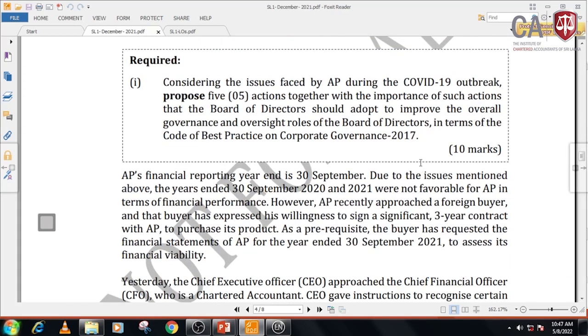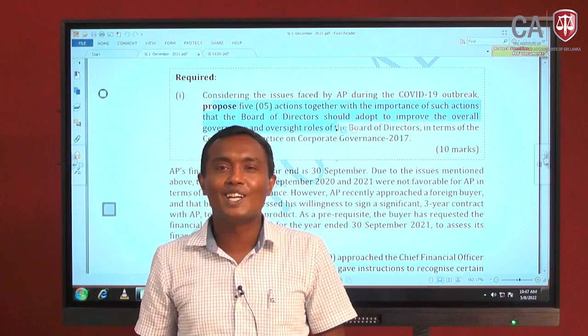So, in that context, considering the above, propose 5 actions, 5 things we have to do and why they are important, to strengthen overall governance. So, that is the question. Now, if you take that point of view, this is corporate governance. One unsuccessful student, the wrong approach to this question is to use the open book, go to the section on board of directors and reproduce. You will not get any marks.